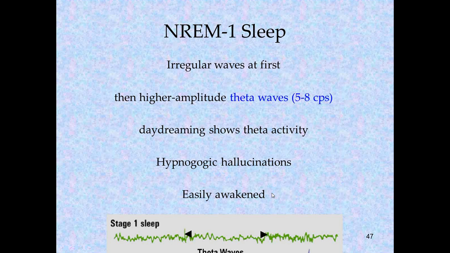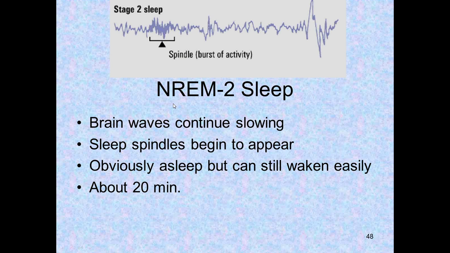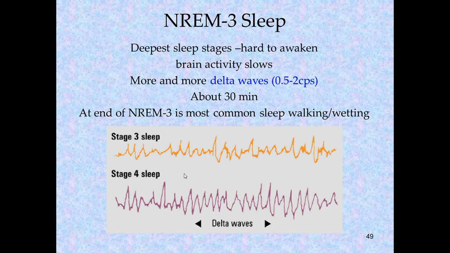Now, when in non-REM 1 sleep, people are easily awakened. If they continue to fall more deeply asleep, they enter non-REM 2. And the brain waves continue to slow, although there are bursts of rapid brain activity that they call sleep spindles that occur during this time. The person is obviously asleep if we look at them, but we can still awaken them pretty easily. People typically spend about 20 minutes in non-REM 2 sleep before moving into the deeper stage, non-REM 3.